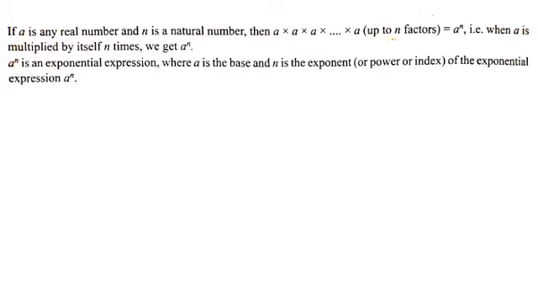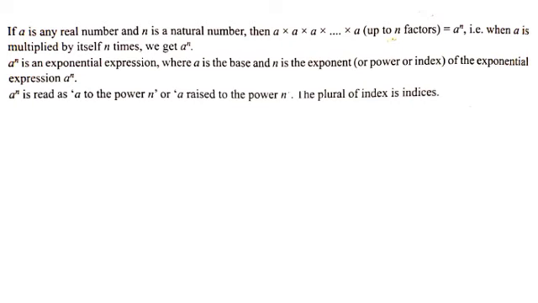If a is any real number and n is a natural number, then a into a and up to n factors is equal to a power n. That is, when a is multiplied by itself n times, we get a power n. A power n is an exponential expression where a is the base and n is the exponent of the exponential expression. A power n is read as a to the power n or a raised to the n.